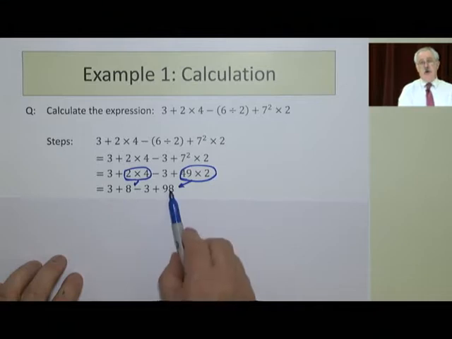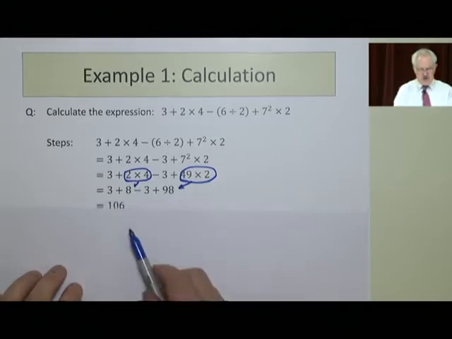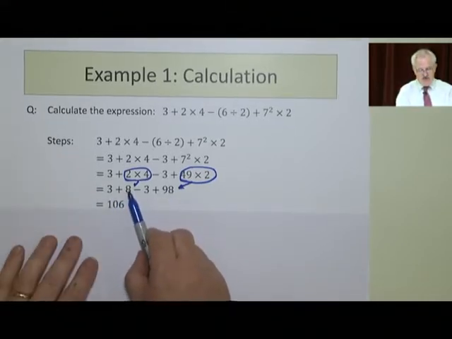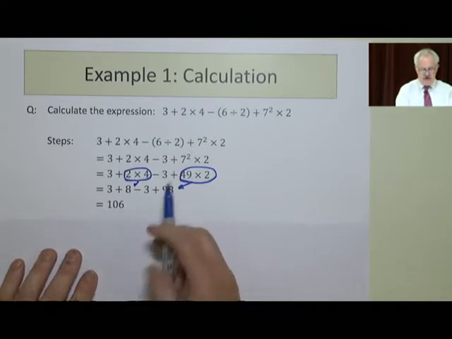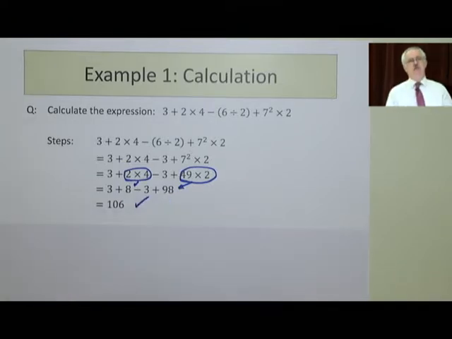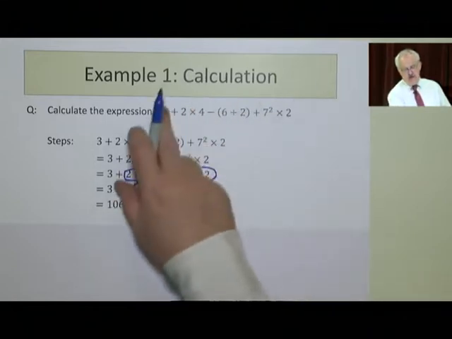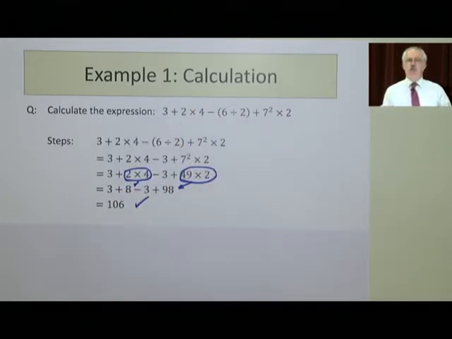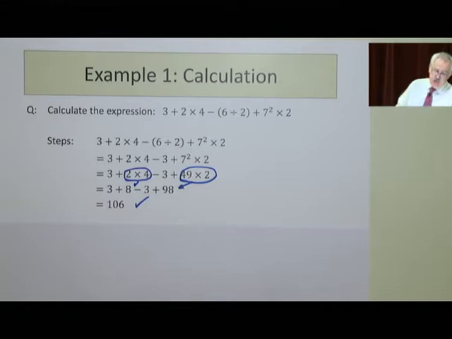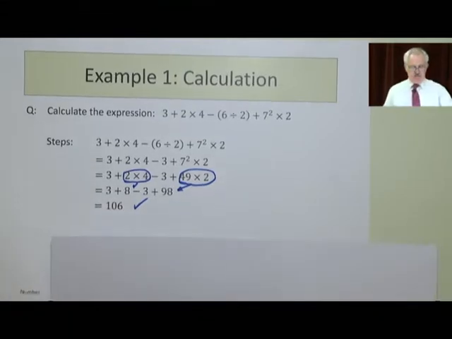And now we look at the order. Now we can do it, it's just addition and subtraction. 3 plus 8 is 11, minus 3 is 8, plus 98 is 106. And there's no other correct answer for that expression. And we need to learn BIMDAS and apply it to do that correctly.